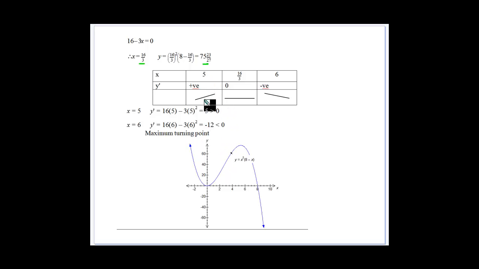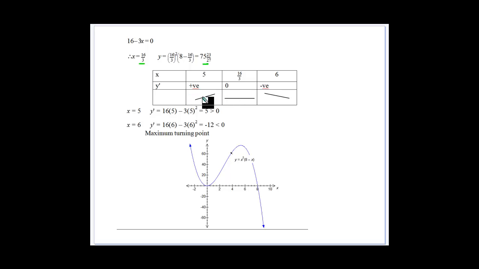And so we get tests at 5 and 6, because 16 on 3 is a little bit more than 5. And we get a positive gradient, 0, and then a negative gradient. So it's there, it's a maximum. So minimum at the origin, maximum at that value. So you can see that's the shape of our curve there.